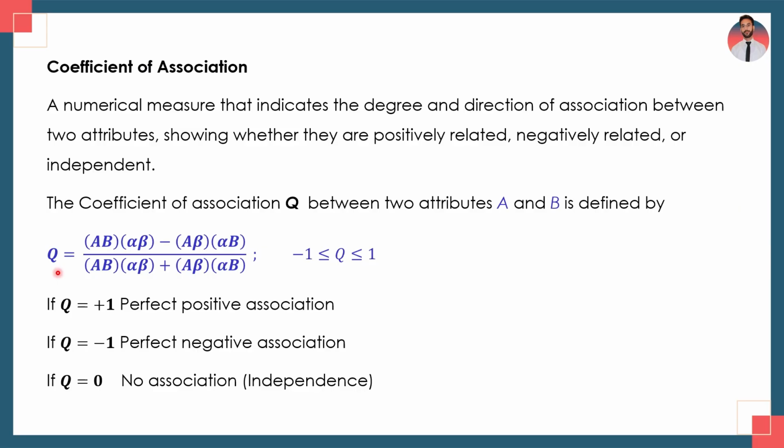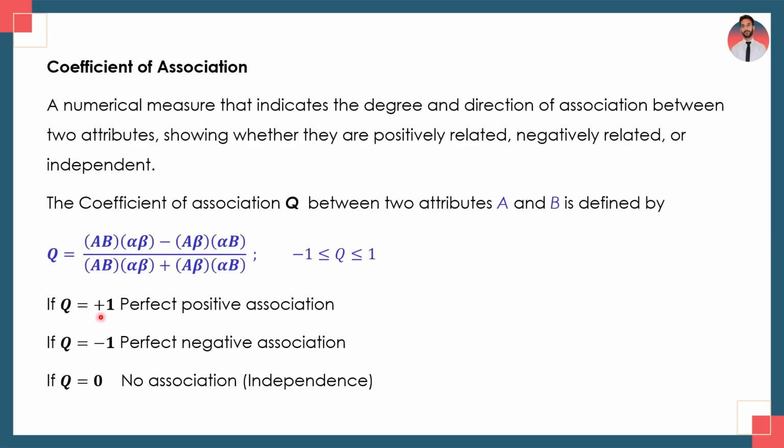It means that two attributes each have two categories, और इसमें हम लोग इसको फॉर्मूले को राइट करेंगे as using observed frequencies A B bracket alpha beta bracket minus sign A beta bracket अल्फा बी ब्रैकेट, और इसी एक्सप्रेशंस को स्टूडेंट्स हम लोग राइट करेंगे डिनोमिनेटर में विद प्लस साइन, एंड द रेंज ऑफ Q इज -1 to 1.